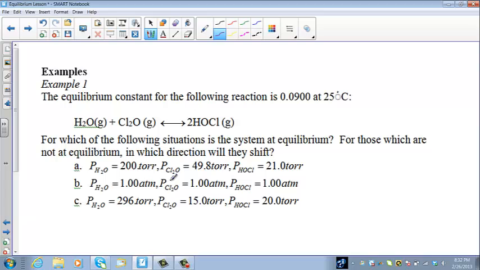Solve for x using your solver in your calculator. I can show you how to do that. Or you can do it by hand if you wish to torture yourself. And sometimes the equations must be solved in reverse. So, for which of the following situations is the system at equilibrium? For those which are not at equilibrium, in which direction will they shift? So I'm going to do, on the next couple of slides, you're going to write this down on your page and notes, and I have a slide for A, B, and C.